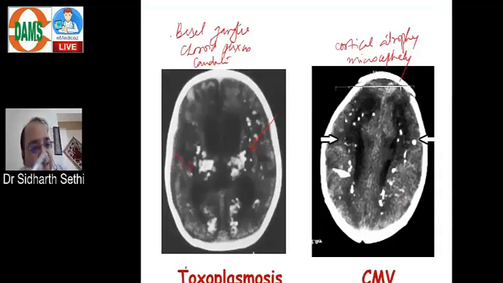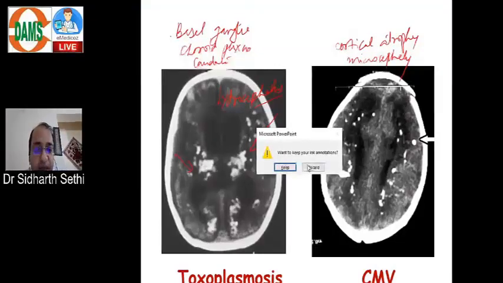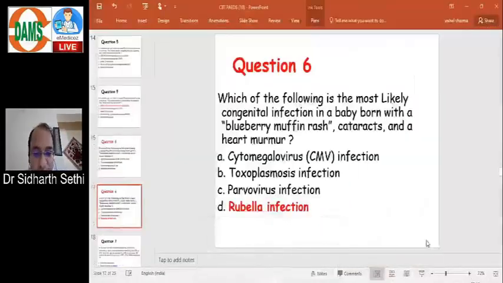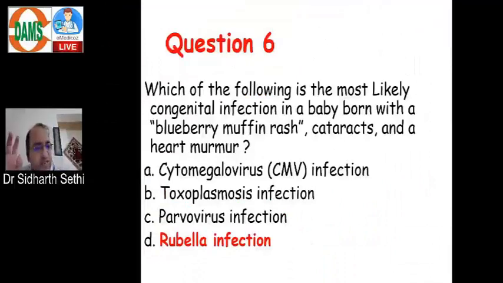Now remember, the calcifications in toxoplasmosis block the aqueduct. So remember, hydrocephalus is a classic feature of toxoplasmosis because the calcifications which are seen in toxo block the aqueduct. So please remember that. CMV has a small head, toxoplasmosis has a large head with hydrocephalus.